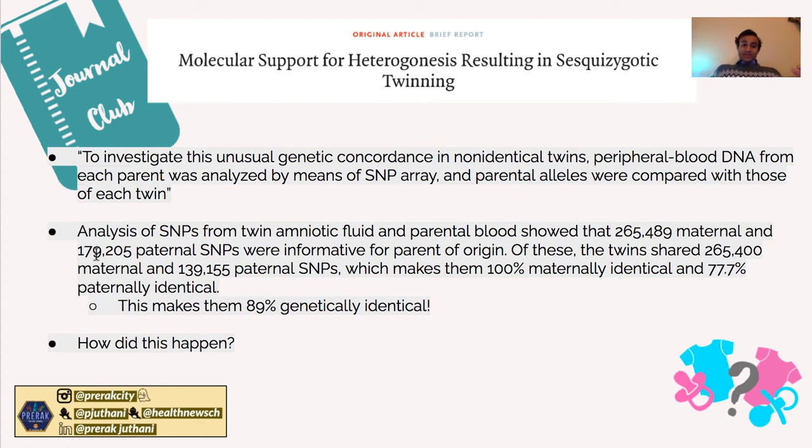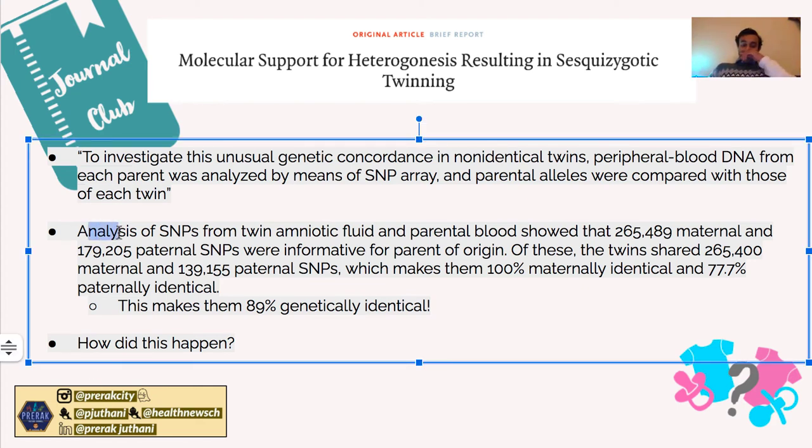When they looked through everything, they actually found that the DNA from each of these little babies that came out, this boy and girl, shared 100% of their maternal DNA. So this boy and girl twin had the same maternal DNA, but the paternal DNA was different, and they shared about 77% of it. So the real question is, how did all of this happen?